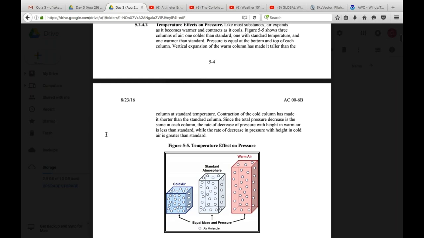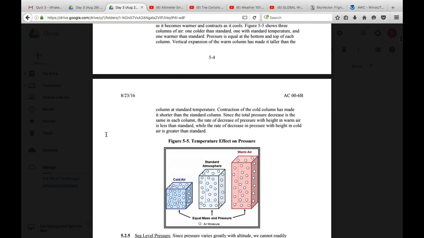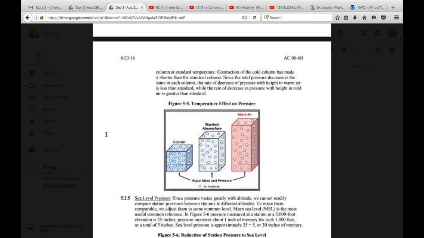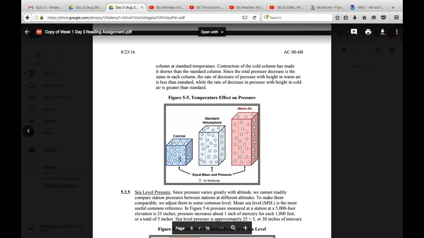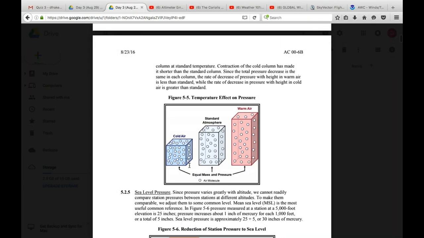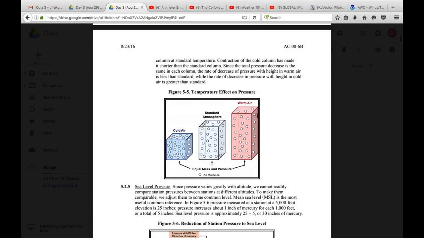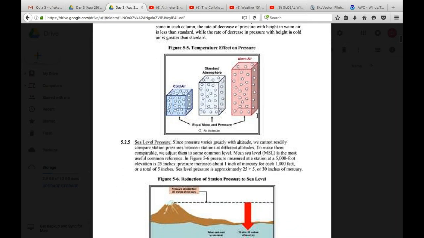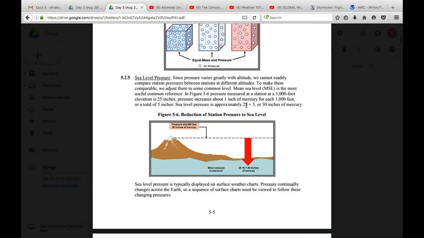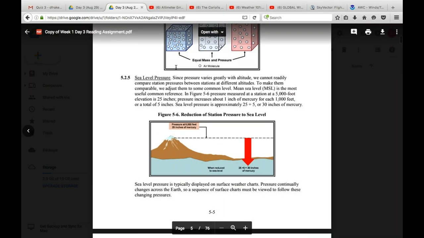Since the total pressure decrease is the same in each column, the rate of decrease of pressure with height in warm air is less than standard, while the rate of decrease in pressure with height in cold air is greater than standard. So it's basically just saying this one's cold, it's going to be smaller, and it's going to decrease. This one's hot, so it's going to increase. Those are all three the same pressure.